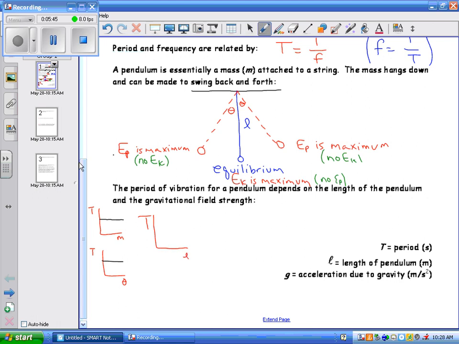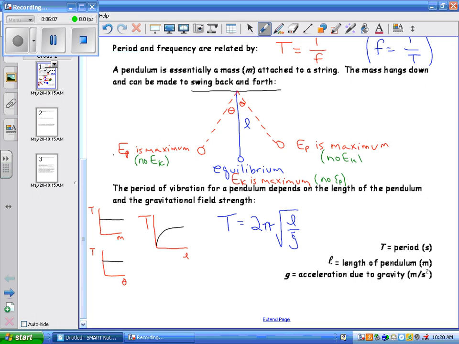And it looked like a straight line, so it's okay to do a straight line. It's really an inverse square relationship, because the formula for the period of a pendulum is 2 times pi times the square root of length divided by acceleration due to gravity. It's a nice, easy formula to use when you're solving for period.